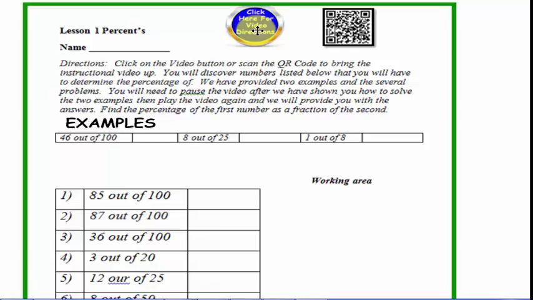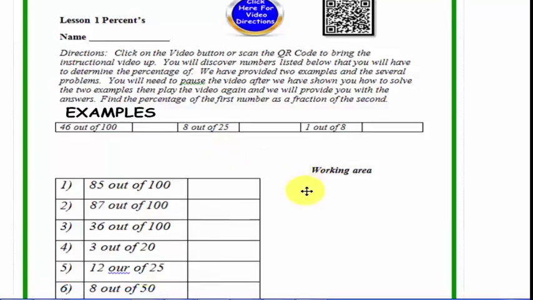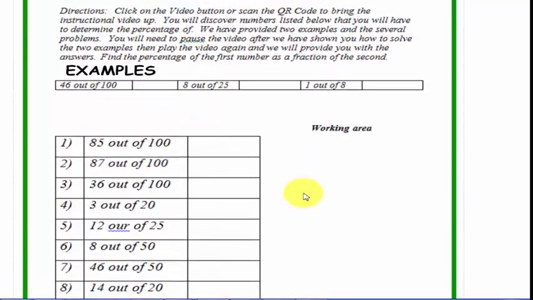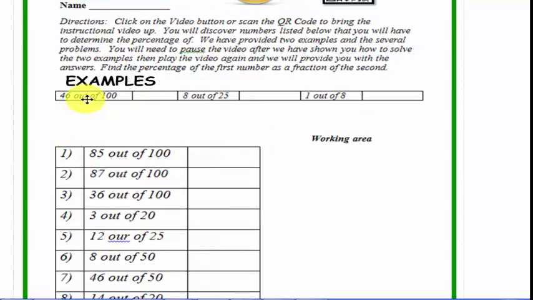Now you've either clicked on this button for the video to appear or you scanned in this QR code. Here's what the directions are trying to tell you to do. We will provide for you several problems. As you can see, we have 10 of them. But we also have for you 1, 2, 3 examples.